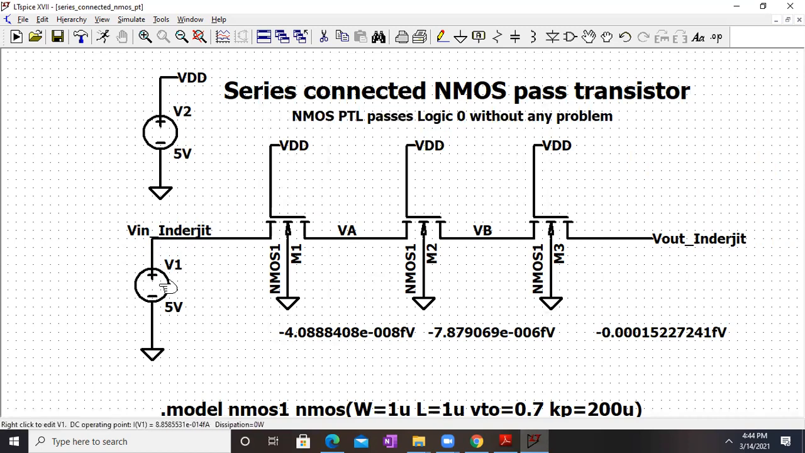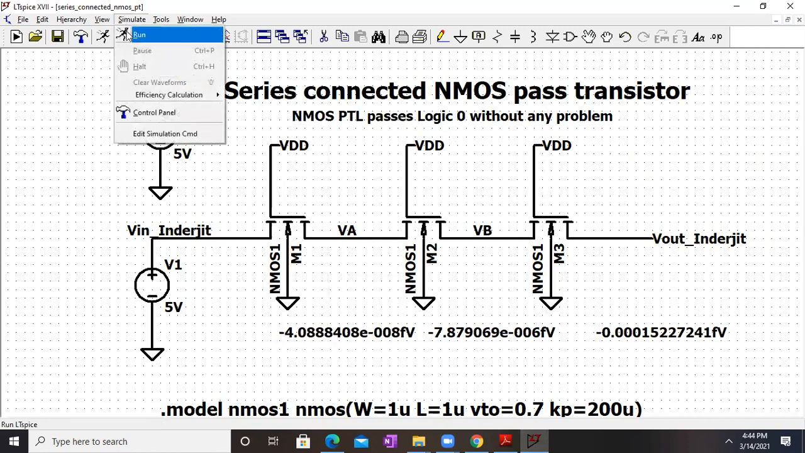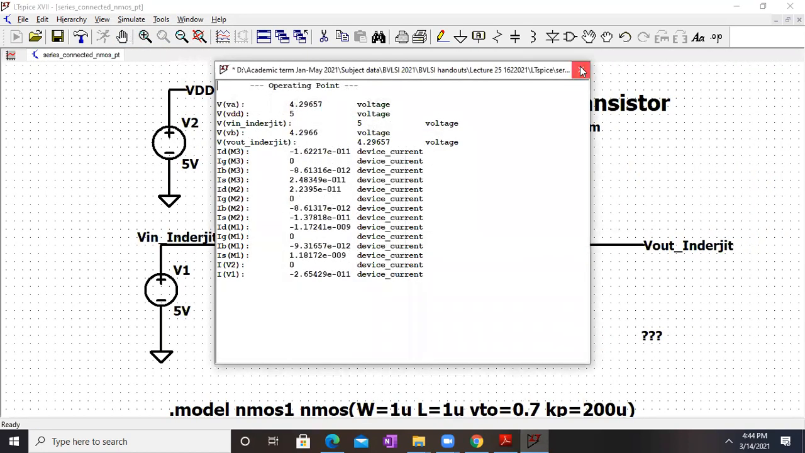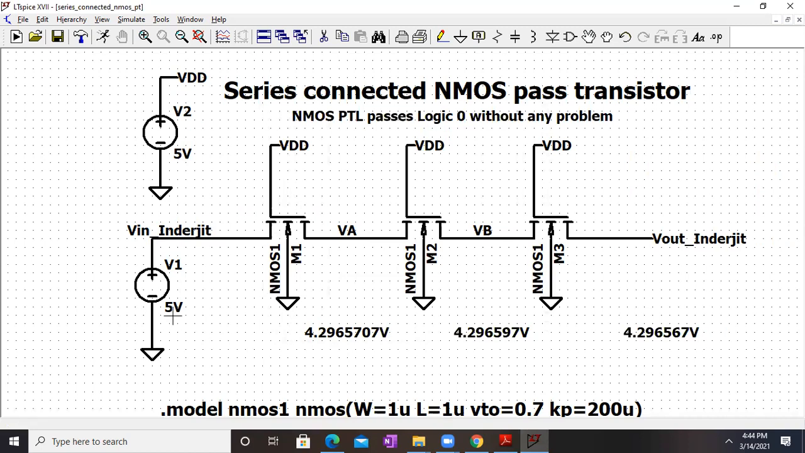So we have applied 5 volts at the input of the first NMOS pass transistor, and we are expecting the output VA to be 5 volts. Let us see what happens. So here we go to simulate and click on run. Well, to our surprise, VA is giving the value 4.2965. Similarly, VB value is almost the same, and V out value is also the same. That means your outputs VA, VB, and V out are the same, but they are around 0.7 volts less.